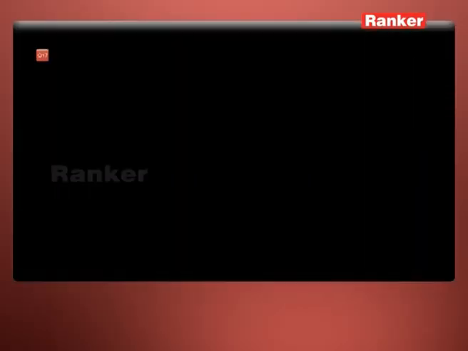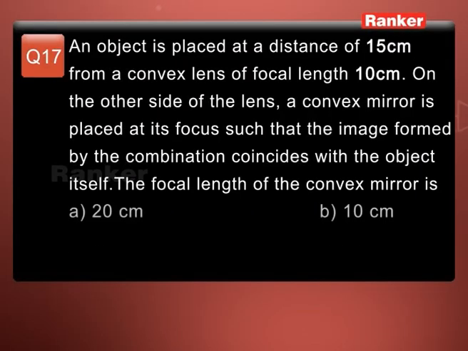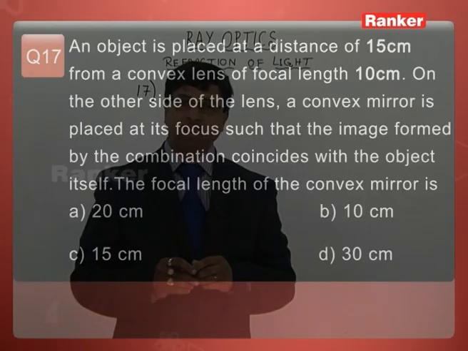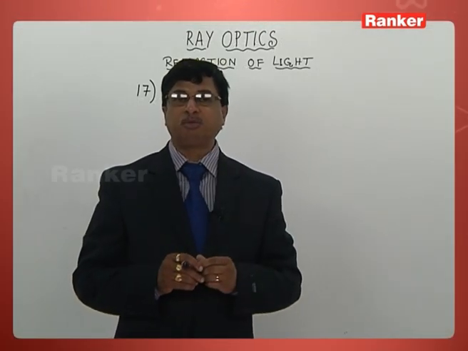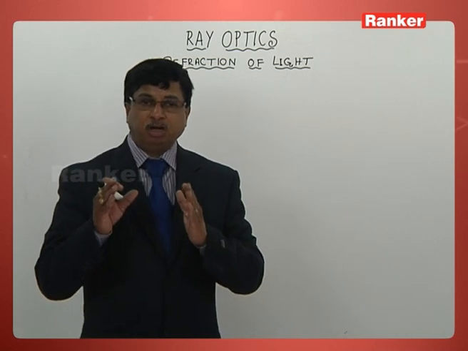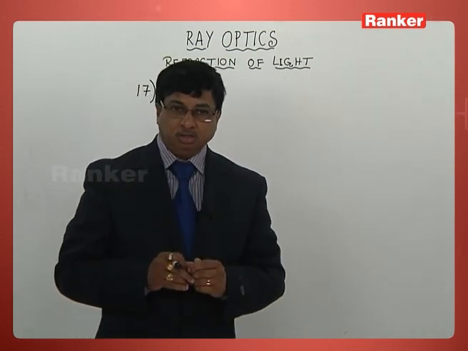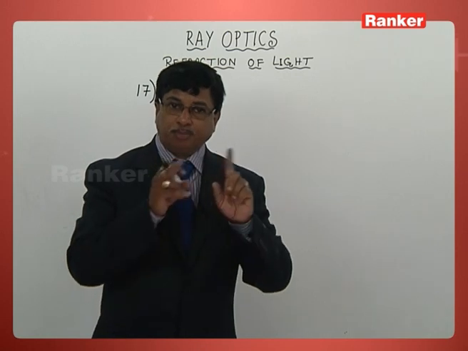Check the next number 17, please. An object is placed at a distance of 15 centimeter from a convex lens of focal length 10 centimeter. On the other side of the lens, a convex mirror is placed at its focus such that the image formed by the combination coincides with the object itself. That is the condition he is mentioning in the problem. The final image formed by the combination is coinciding with the object itself.